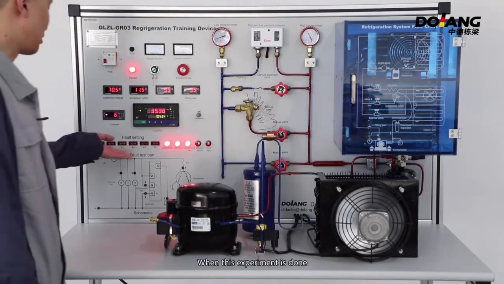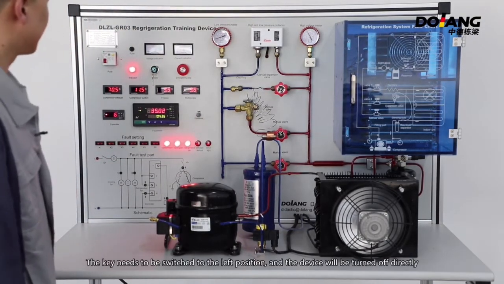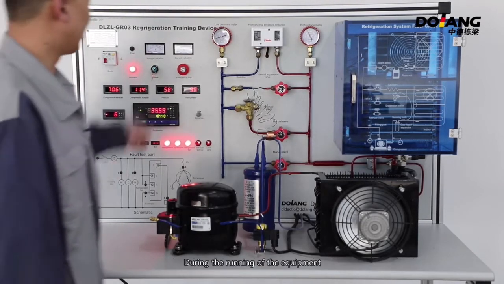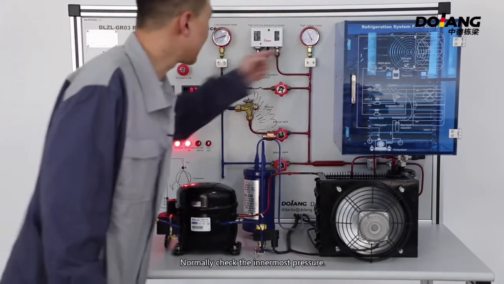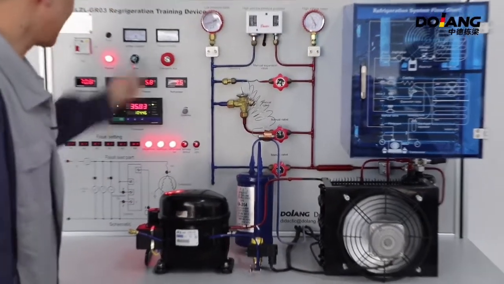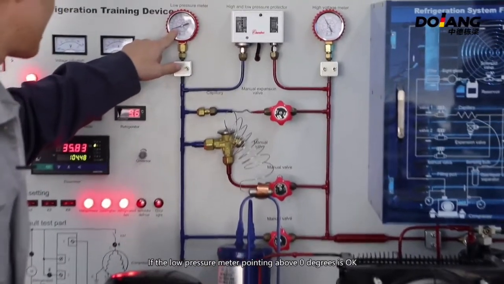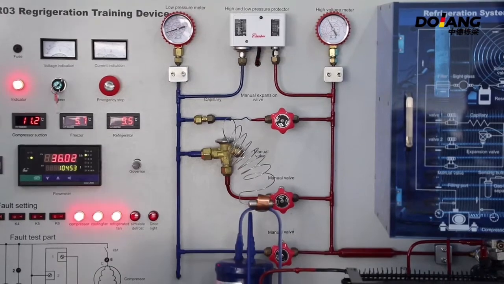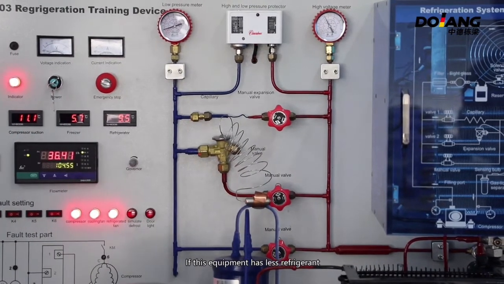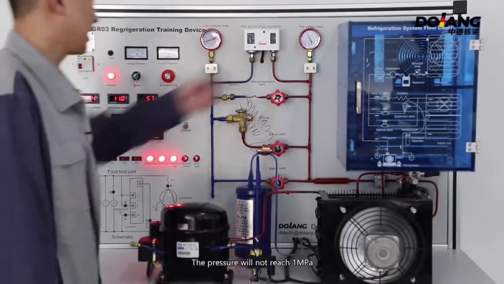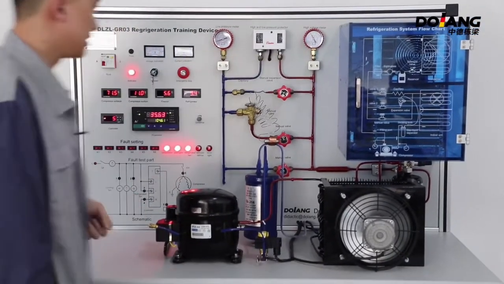When this experiment is done, the key needs to be switched to the left position and the device will be turned off directly. During the running of the equipment, normally check the innermost pressure at around 1 MPa. If the low pressure meter is pointing above 0, it is okay. If this equipment has less refrigerant, the pressure will not reach 1 MPa. We can charge with refrigerant through this place.